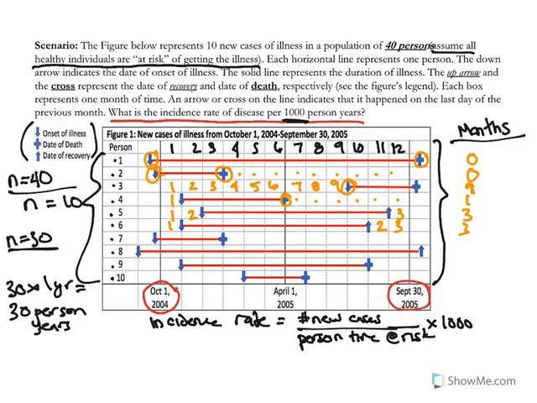For person number 7, they start out sick, they're sick for 3 months, and then they pass away. So that means they contribute 0 months of risk. Person 8 also starts out sick, and they're sick for the duration, so they contribute 0 months of risk.